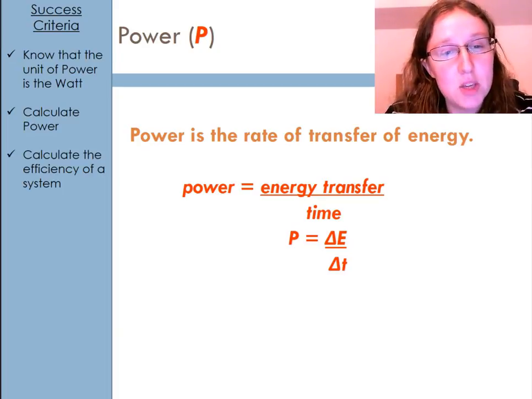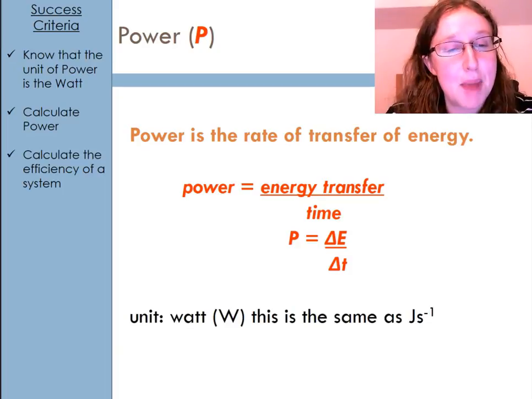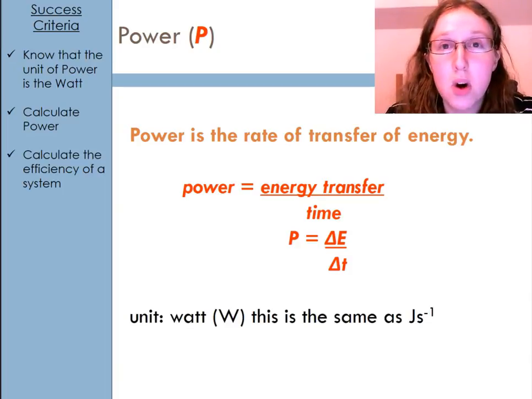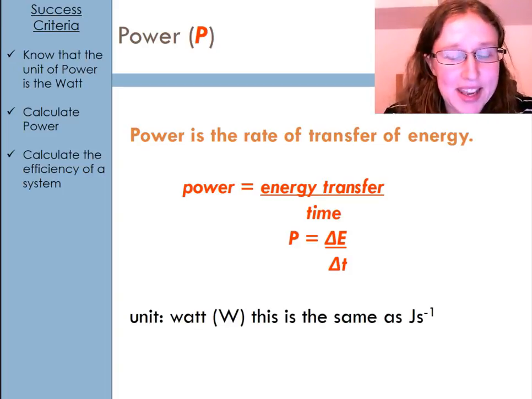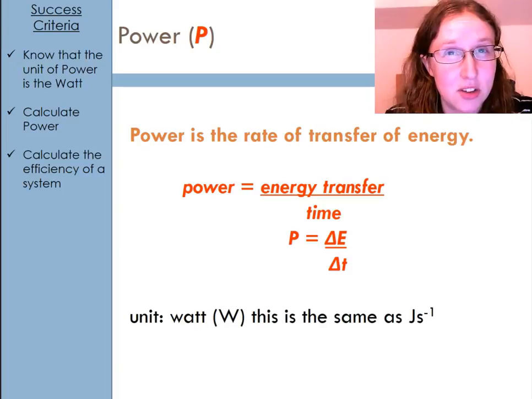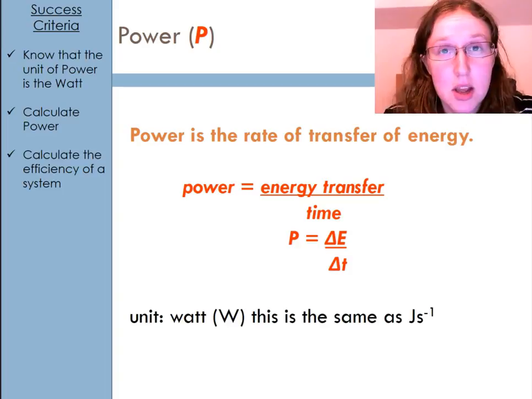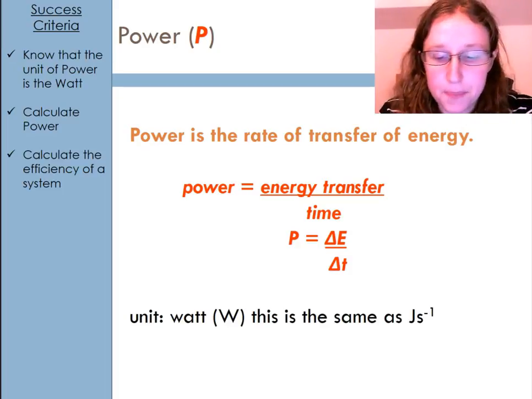So if I've got energy per time, that means the unit is going to be joules per second, which is the same as the watt. So the watt is the SI unit. Joules per second is another way that you can put it. It's not really the SI unit, and it's not quite a base unit, because joules is not a base one. So it's just an alternative unit that is acceptable, but watts is the more standard one.